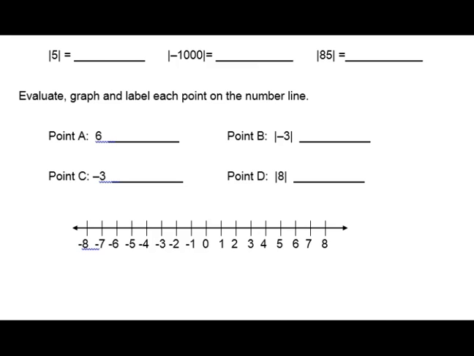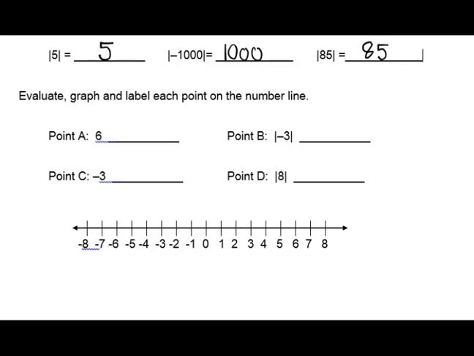Go ahead and pause your video to try this last section in your notes. So remember, absolute value is the distance from 0 on the number line, and it's always going to be positive. So how far is 5 from 0 on the number line? 5 units. How far is negative 1,000 from 0 on the number line? 1,000 units. And how far is 85 from 0 on the number line? 85.